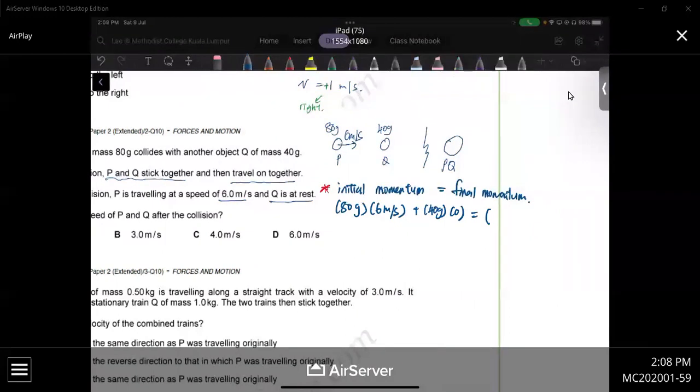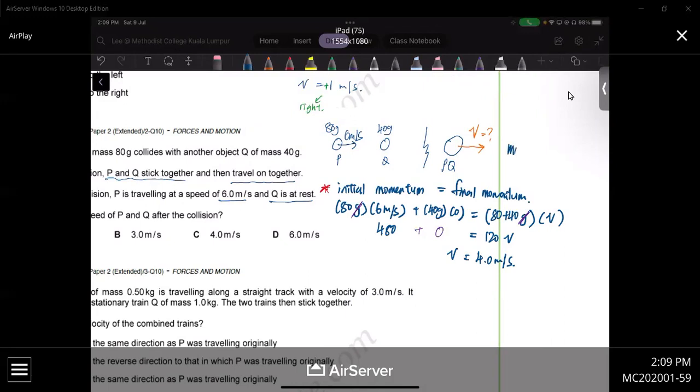Then now P and Q move together, right? So this is the final speed that I want to find. I put a label V there, and this will be 80 plus 40 gram times V. Gram and gram, the unit will cancel off, so you don't need to convert for this case. 80 times 6 is 480, equals 120 V. So from here, you will get V as 4.0 meters per second.